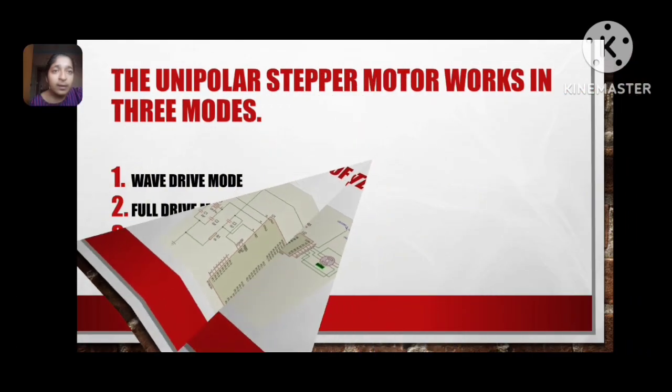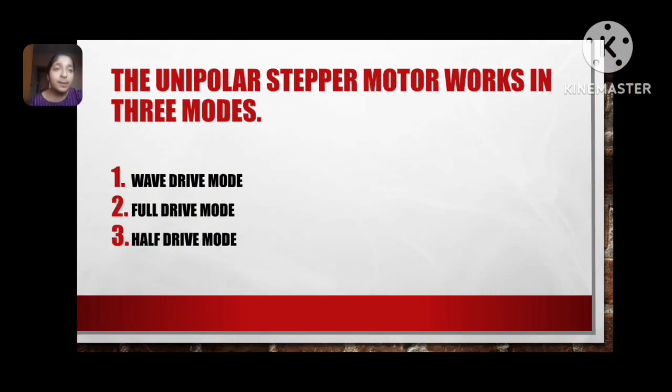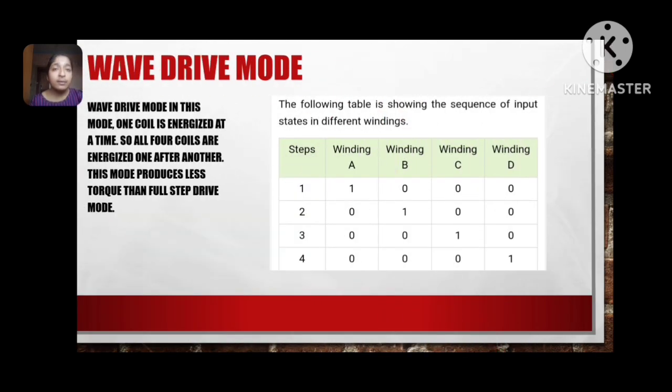The unipolar stepper motor works in three modes: wave drive mode, full drive mode and half drive mode. We'll discuss them one by one. Having seen the circuit diagram and the block diagram of stepper motor interfacing, the following table shows the sequence of input states for the different windings. Let's discuss one by one.